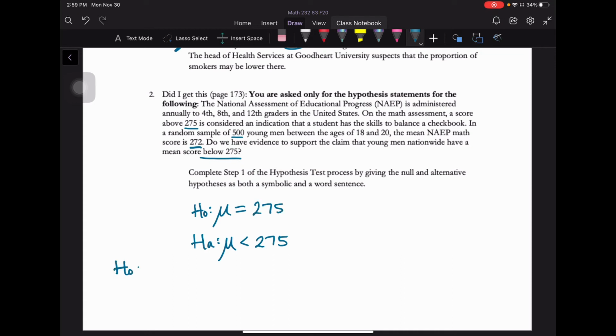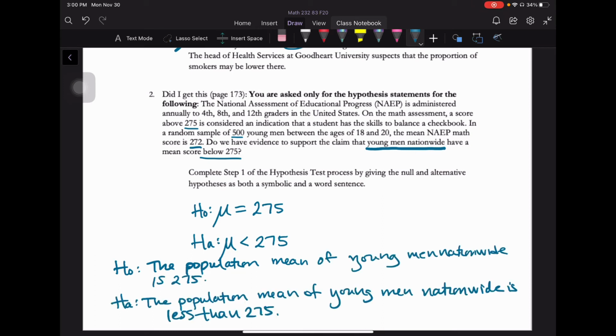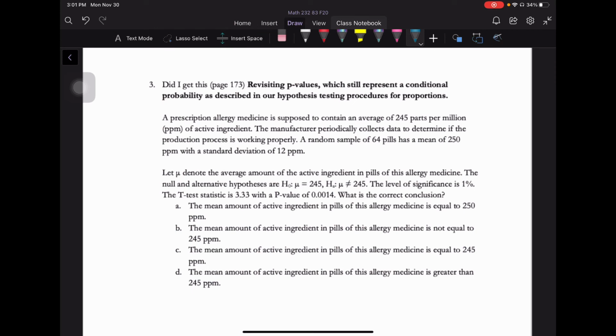And the null is that we're talking about young men nationwide. So we would have the population mean of young men nationwide would be equal to 275. Our alternative hypothesis in words is again about the population mean of young men nationwide, and we're saying that it's less than 275. Let's revisit p-values, which represent a conditional probability as described in our hypothesis testing procedures for proportions. Remember that it is the probability of correctly rejecting the null when the null is false.